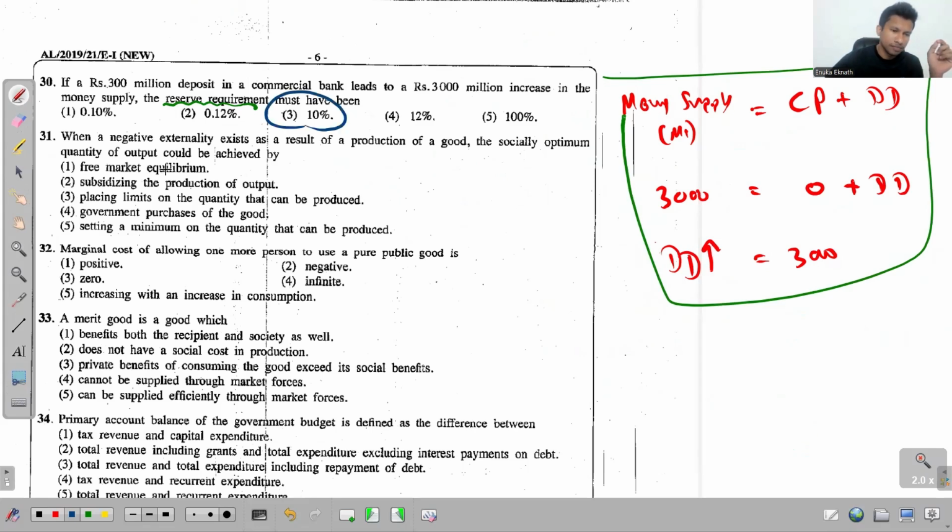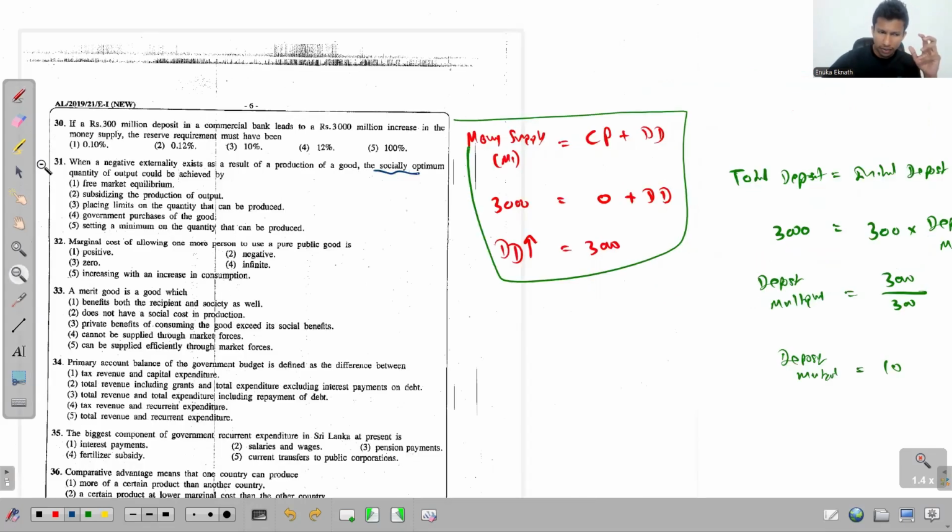This is the answer. Right, now look at this question 31. It says, when a negative externality exists as a result of producing a good. Okay, so this is the point. You just need to understand that these negative externalities are there in the production, not in the consumption. Then the socially optimum quantity of output could be achieved by, okay, we will first see the difference between this socially optimum quantity and the market allocation, right? We will first try to recognize that.